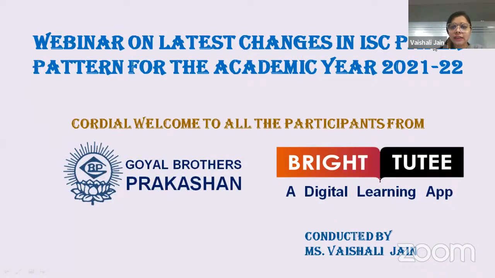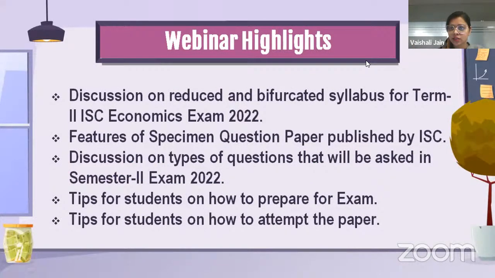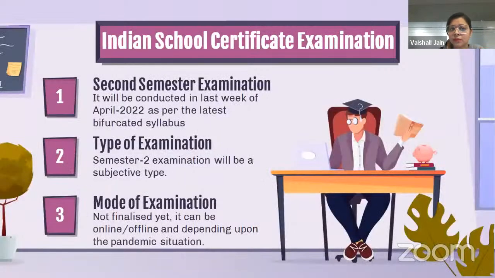So today's webinar is on the latest changes in ICSE paper pattern for the academic year 2021-2022 for semester 2. In today's session, this is all we are going to cover. We are going to discuss the reduced and bifurcated syllabus for term 2 ISC Economics Exam 2022, features of the specimen question paper published by ISC, discussion on types of questions that will be asked in the semester 2 exam, tips for students on how to prepare for the exam, and tips on how to attempt the paper.